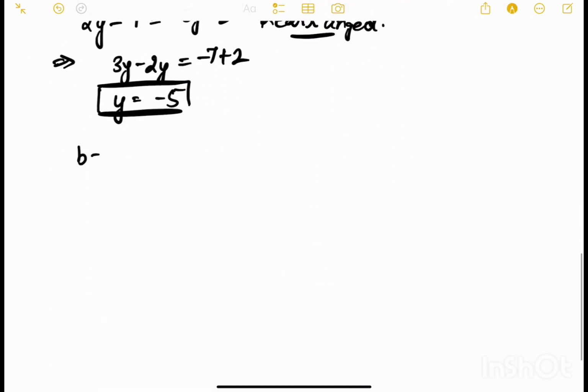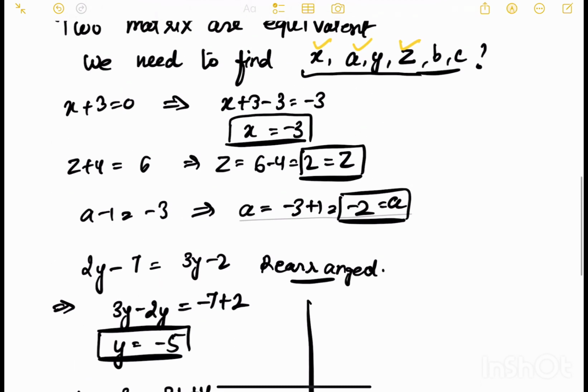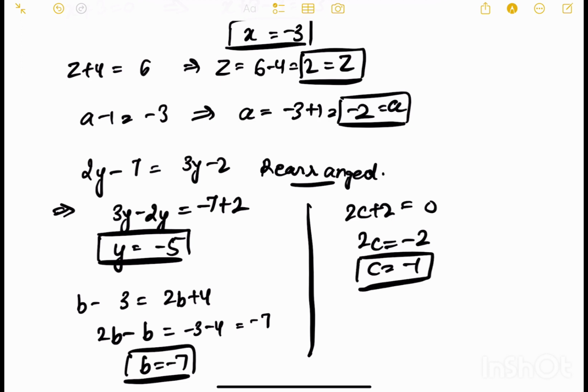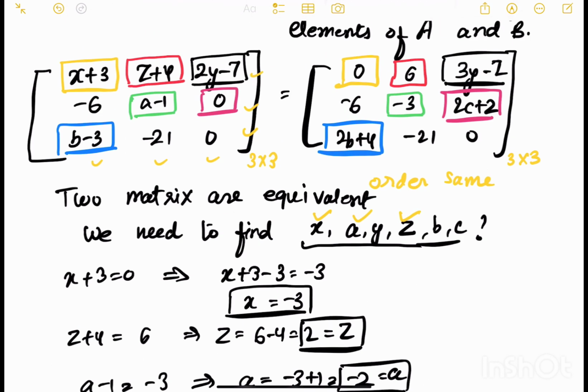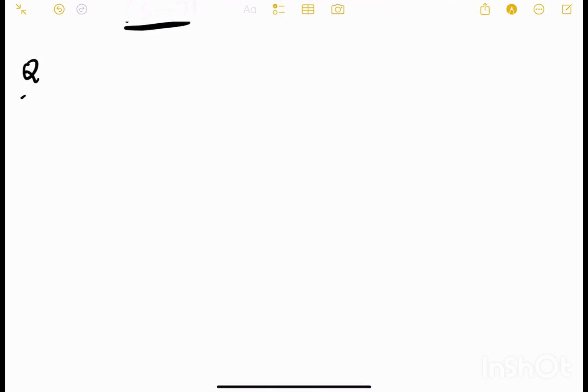So b minus 3 must be equal to 2b plus 4. Rearranging, my b is equal to minus 7. And as far as c is concerned, 2c plus 2 is equal to 0, so c is equal to minus 2 divided by 2, which will be minus 1. I hope the concept is clear: first of all we check whether the order is the same, and then we simply equate the corresponding elements of the matrices. Now the next question is based on matrix addition.